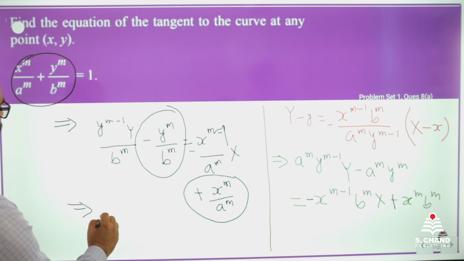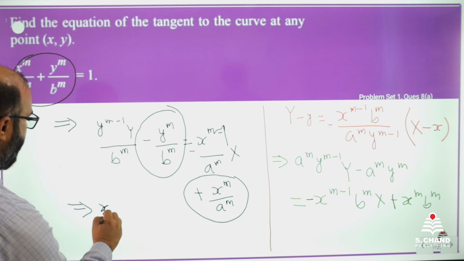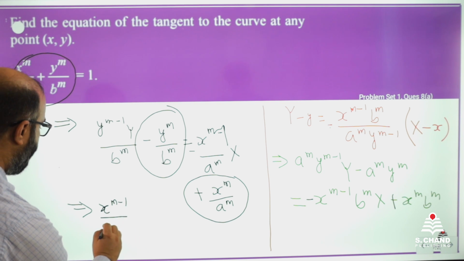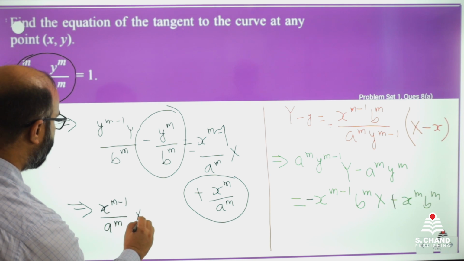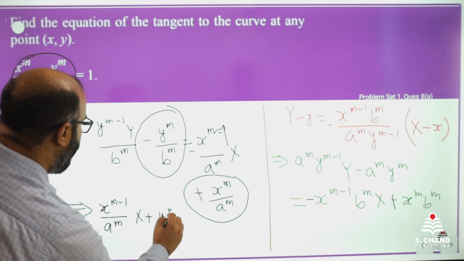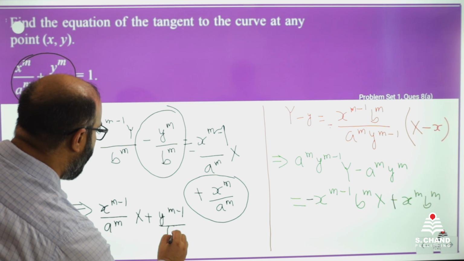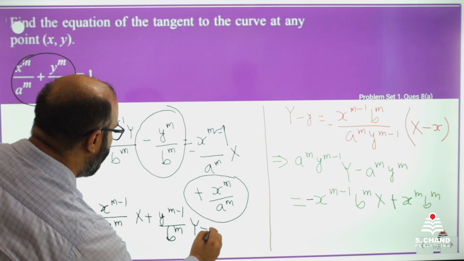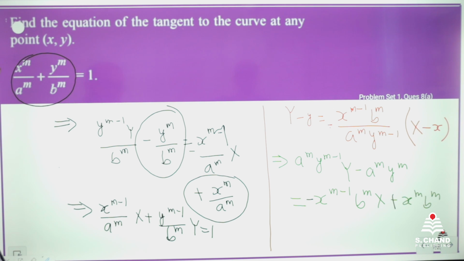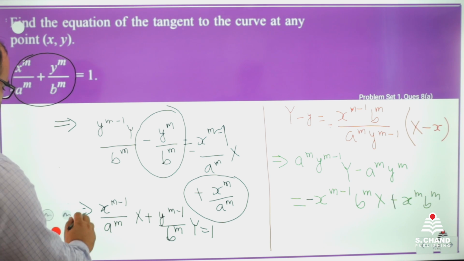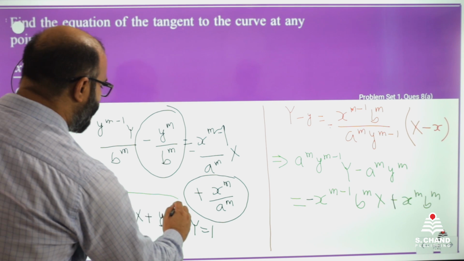So we will say that we are having x to the power m minus 1 by a to the power m x plus y to the power m minus 1 by b to the power m y is equal to 1. So this is the final result, and we can compare this result with any curve of this form.